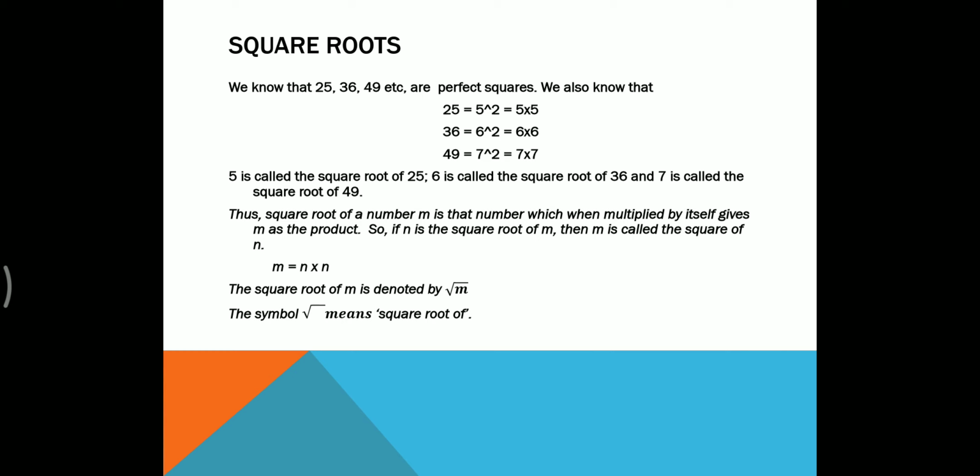So, if n is the square root of m, then m is called the square of n. For example, if I put m equal to n into n, and I put m as 25, that means m will be 5 into 5. The square root of m is denoted by under root of m. You can see it over here. The symbol which you can see means the square root of a number.